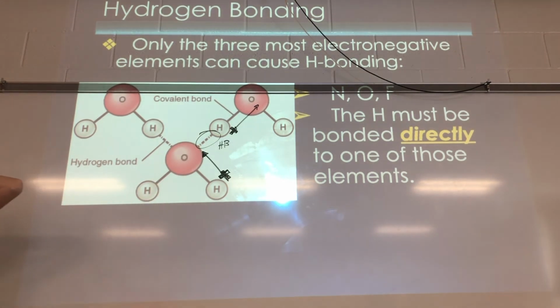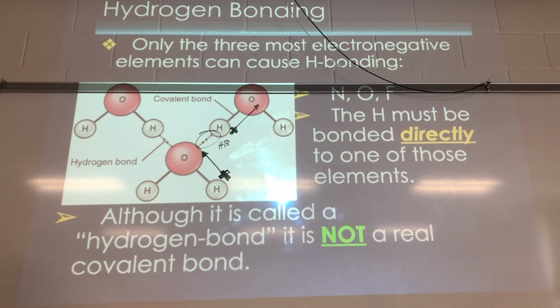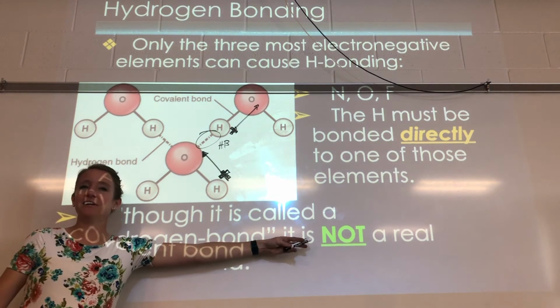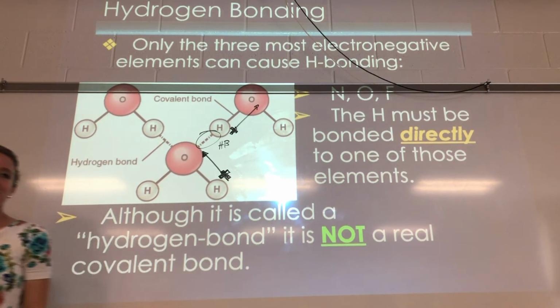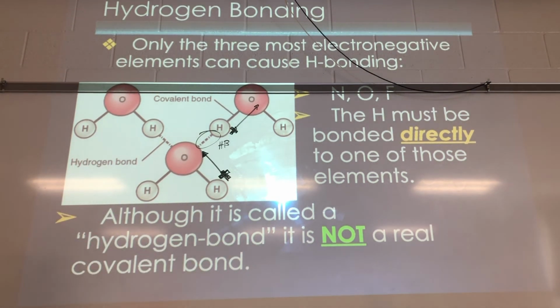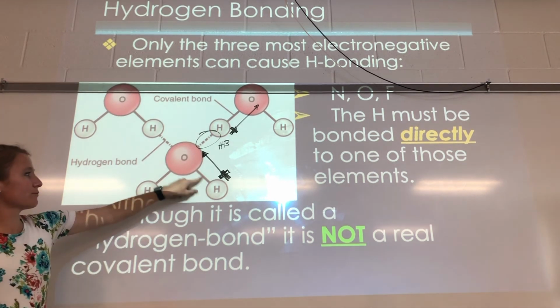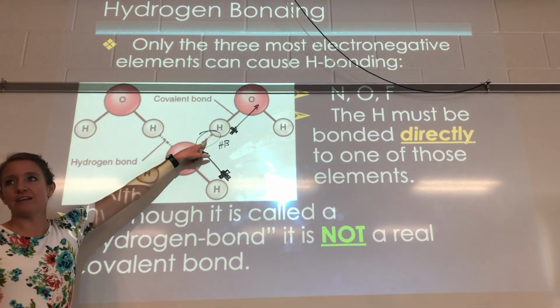Questions on that force for now? Okay. Is there another one? Oh, last thing, but it's not a real bond. It's kind of the catch. Scientists called it a hydrogen bond, probably because it is strong, but it's not as strong as the real bond. Okay? This is a real bond. That's a hydrogen bond.